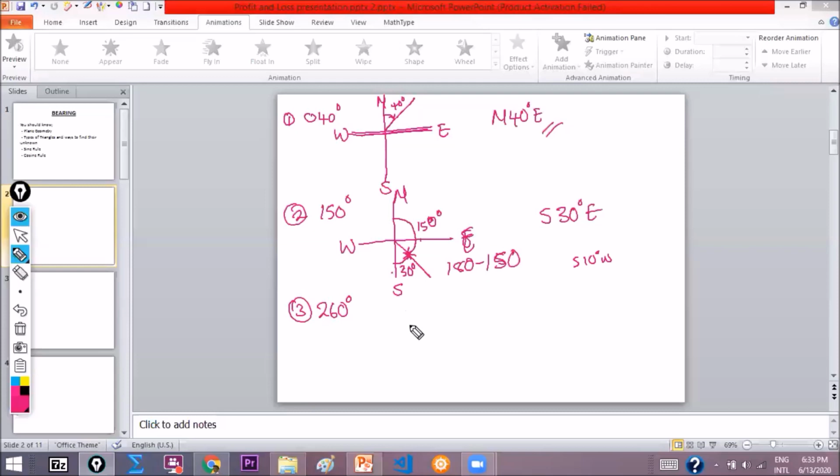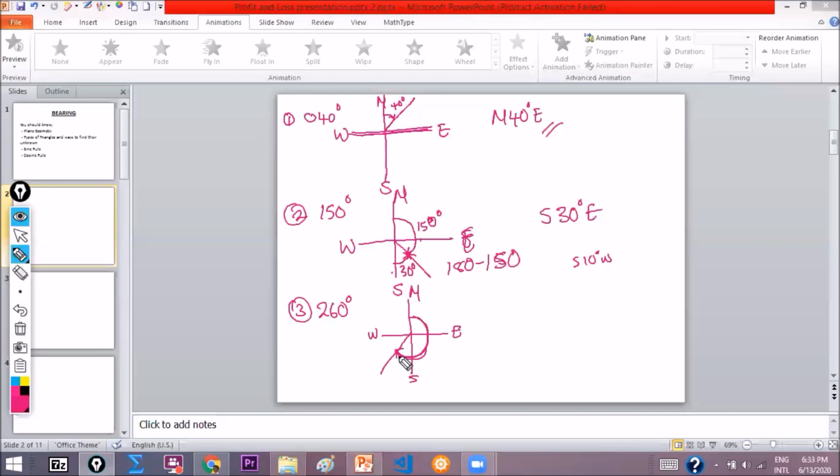So let's draw this diagram: north, west, east, and south. So 260 will be from here to here, right? And it's going to enter the third quadrant, right? 260 is greater than 180. Are you with me? Yes. Okay, so 260 is from here to here. And remember, it goes like this.